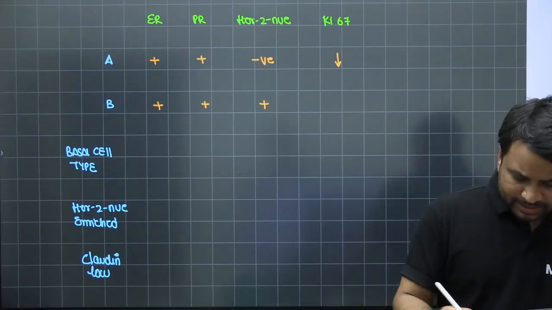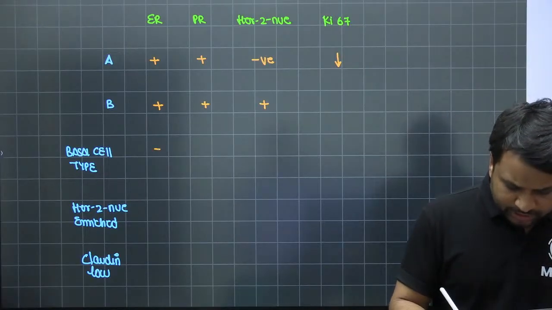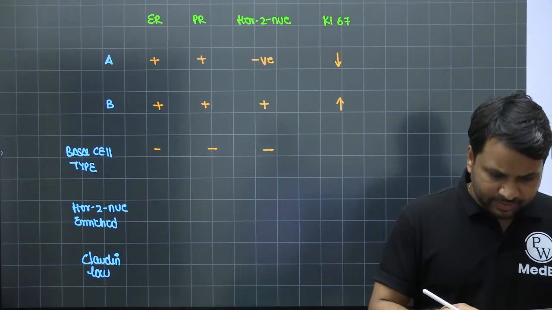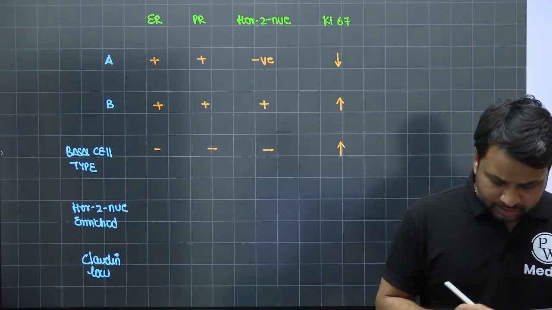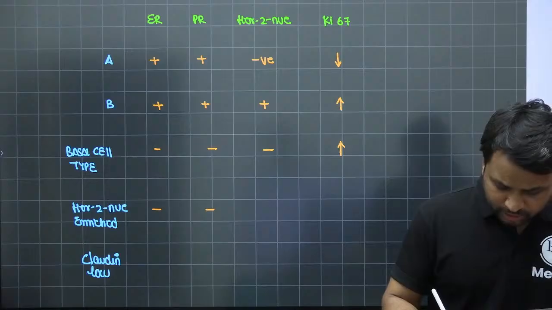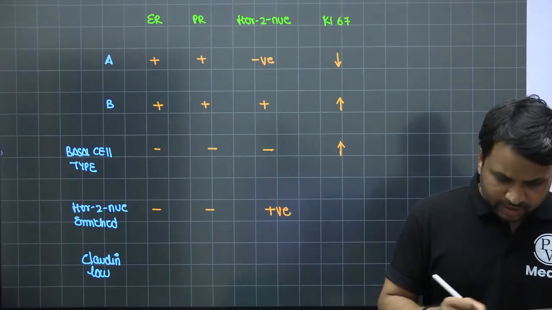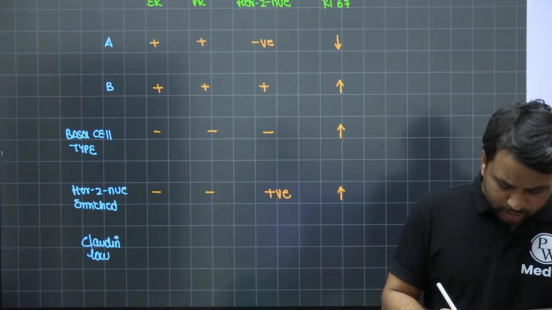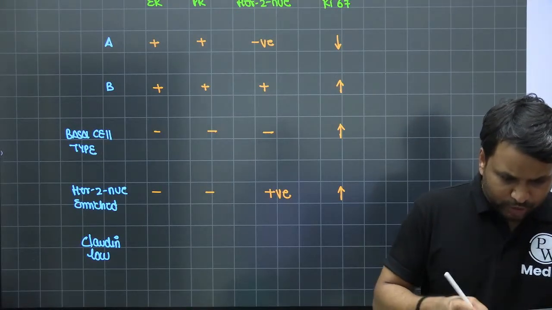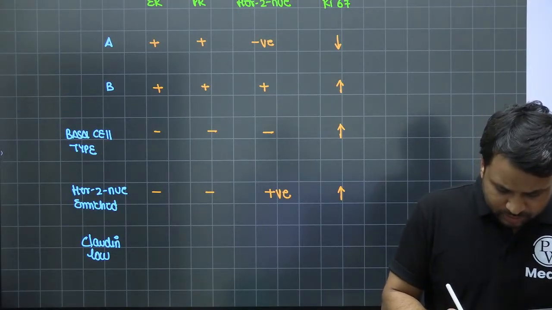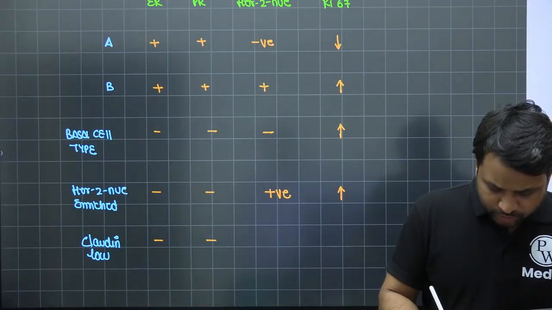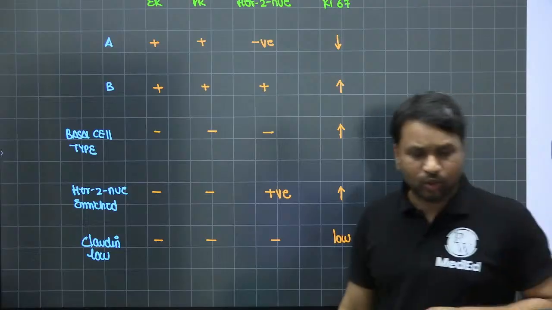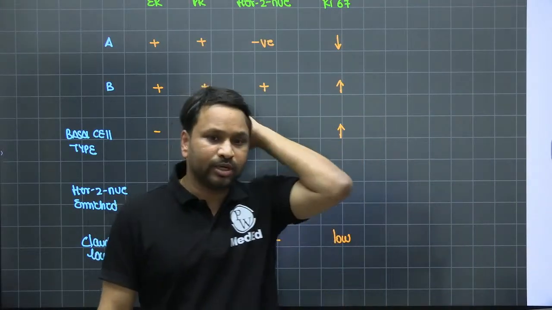Okay. In basal cell type, you will see all these components are going to be negative. Here the Ki67 is high, in basal it is going to be high again. In HER2 neogene, it is only HER2 neogene which is positive, and the Ki67 proliferative index is high. In Claudin low, the receptor status is going to be negative, that is ER and PR are negative. HER2 neogene is also negative. Claudin is going to be low, and it is called the Claudin low component.